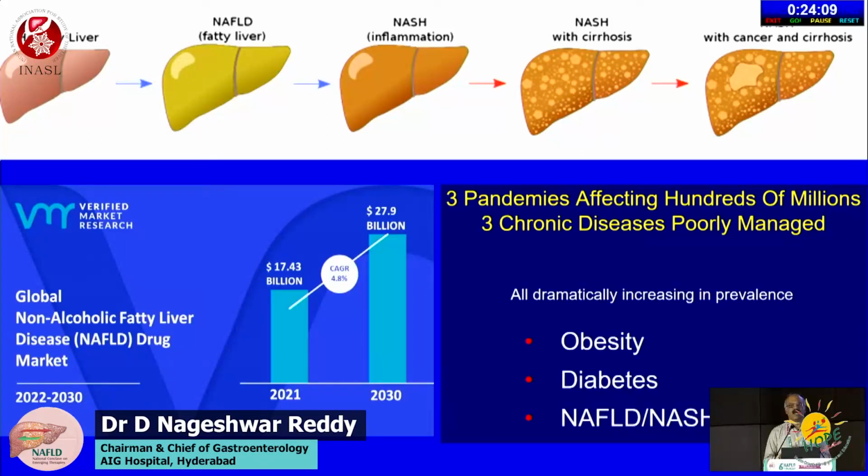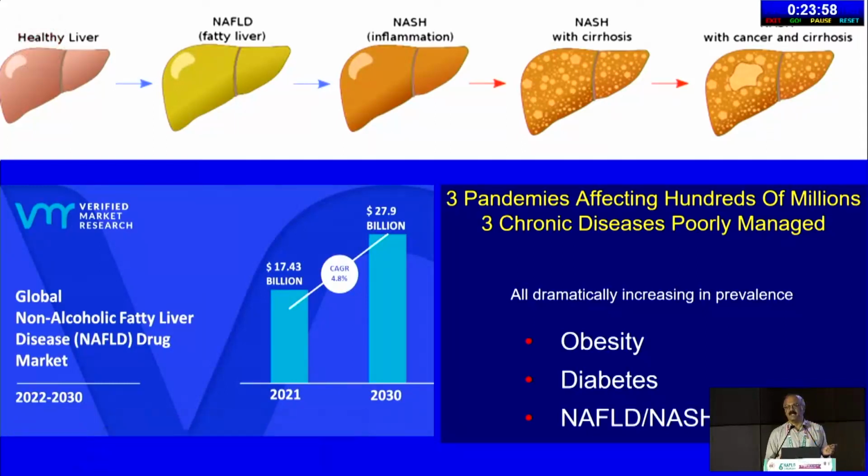In fact, I recently read very interesting statistics that I believe for the first time in the history of mankind, the lifespan of the present generation is going to be less than the previous generations. And this is because of this metabolic syndrome. So unless we conquer this, there are going to be problems.